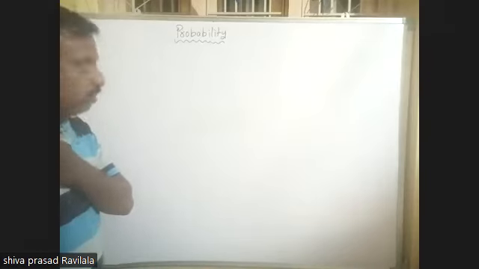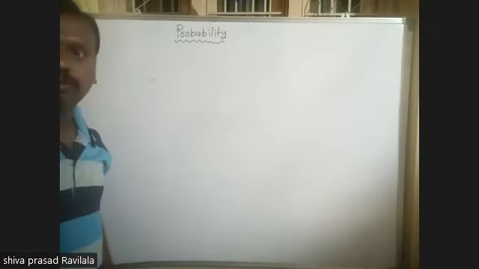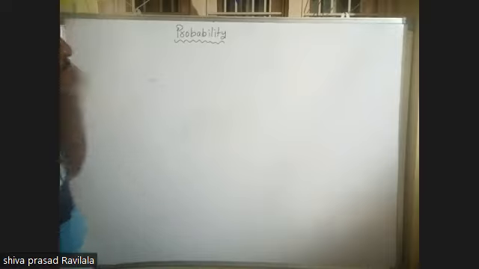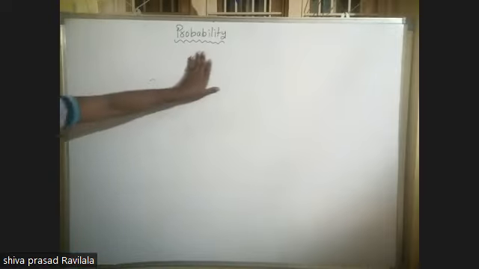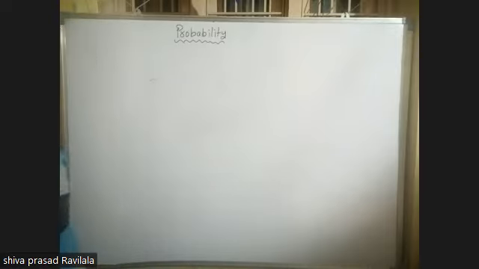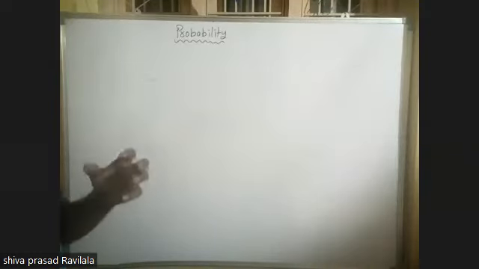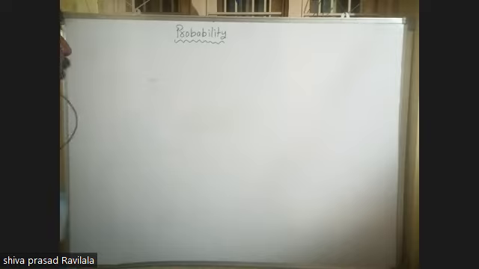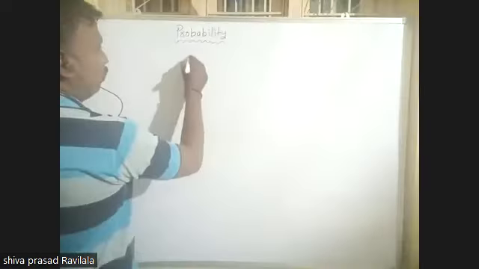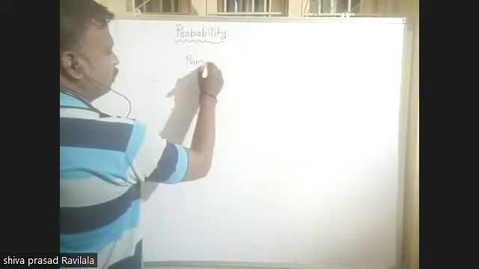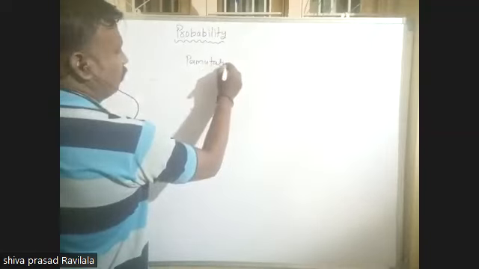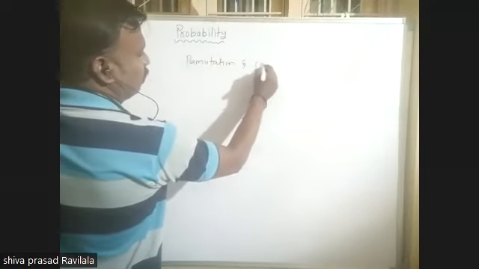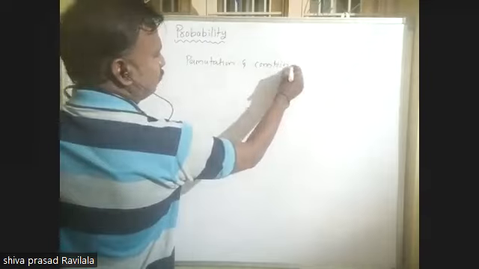Directly I went to the topic. So our first topic is probability, sir. Before studying probability, the most important thing is you should learn permutations and combinations. I think everyone knows about permutations and combinations. Just an introduction on permutation and combination, then I enter into the topic of probability.